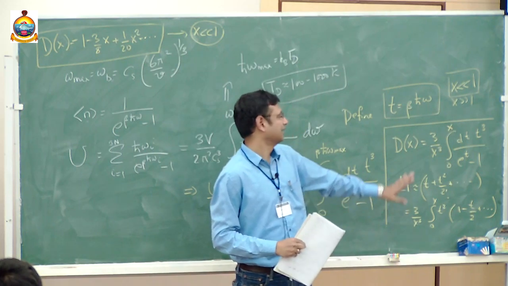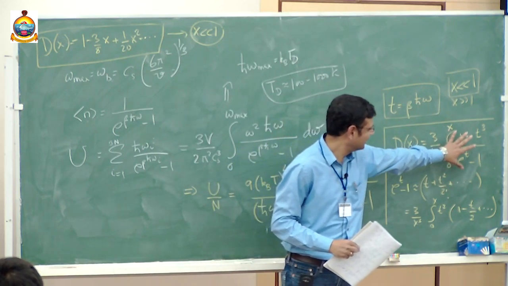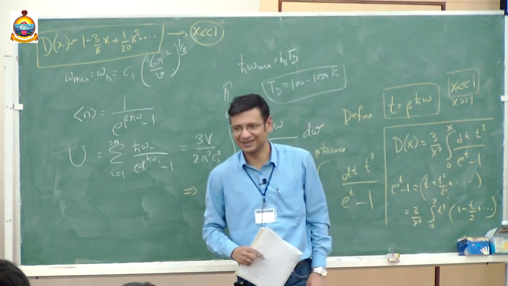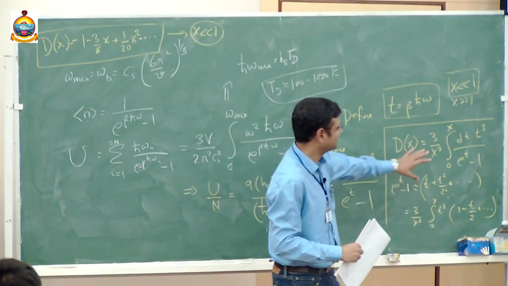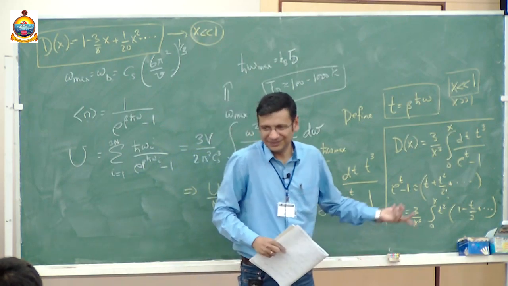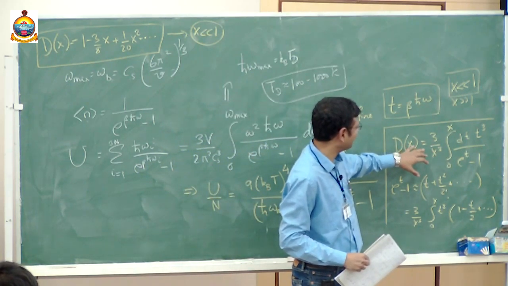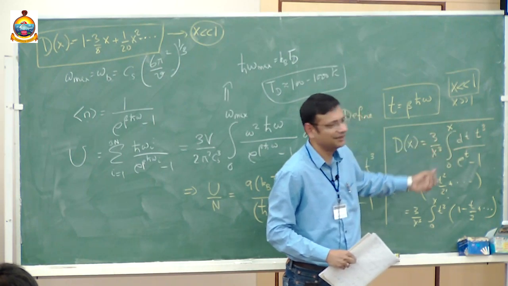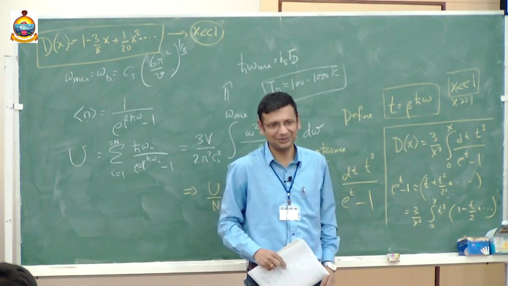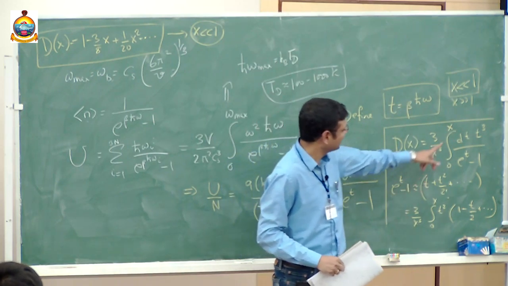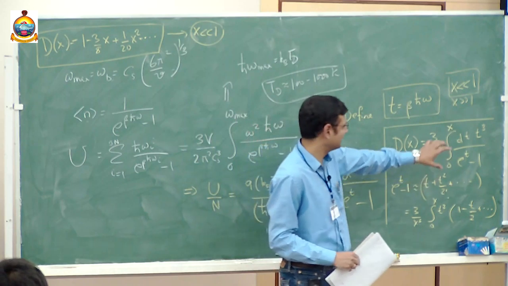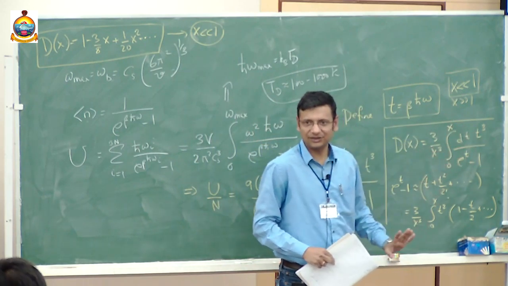Okay, if x is very large, this integral can be replaced from 0 to infinity, right? Now what is the behavior of this integral? Does it give you a finite number, infinite number? Finite number. So the leading behavior at large x is this finite number times 3 divided by x cubed. Is there any disagreement? It's some number divided by x cubed. I said x is very large. So the leading behavior at large x is just some number divided by x cubed.